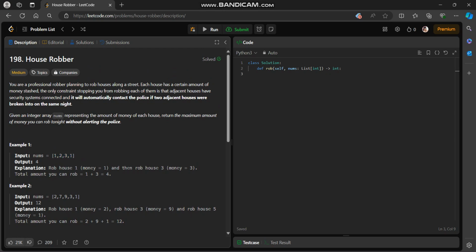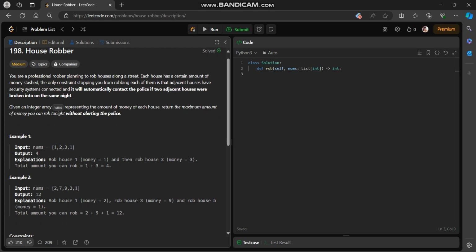And there is a robber who needs to rob from these houses, and we need to find a way so that the robber can get the maximum profit by robbing these houses, following a constraint that he shouldn't steal adjacent houses. If he steals any adjacent houses, then the police get alerted. So we need to not steal adjacent houses in this case.